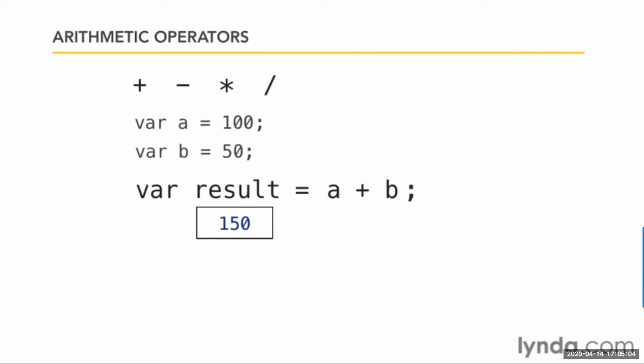In this case, this would be 150. Or we could change that plus sign for a minus sign and do subtraction. And I think you know where I'm going with the asterisk for multiplication or the / for division. But what we're doing is evaluating what's on the right-hand side of the equal sign and assigning that value to what's on the left-hand side of the equal sign.